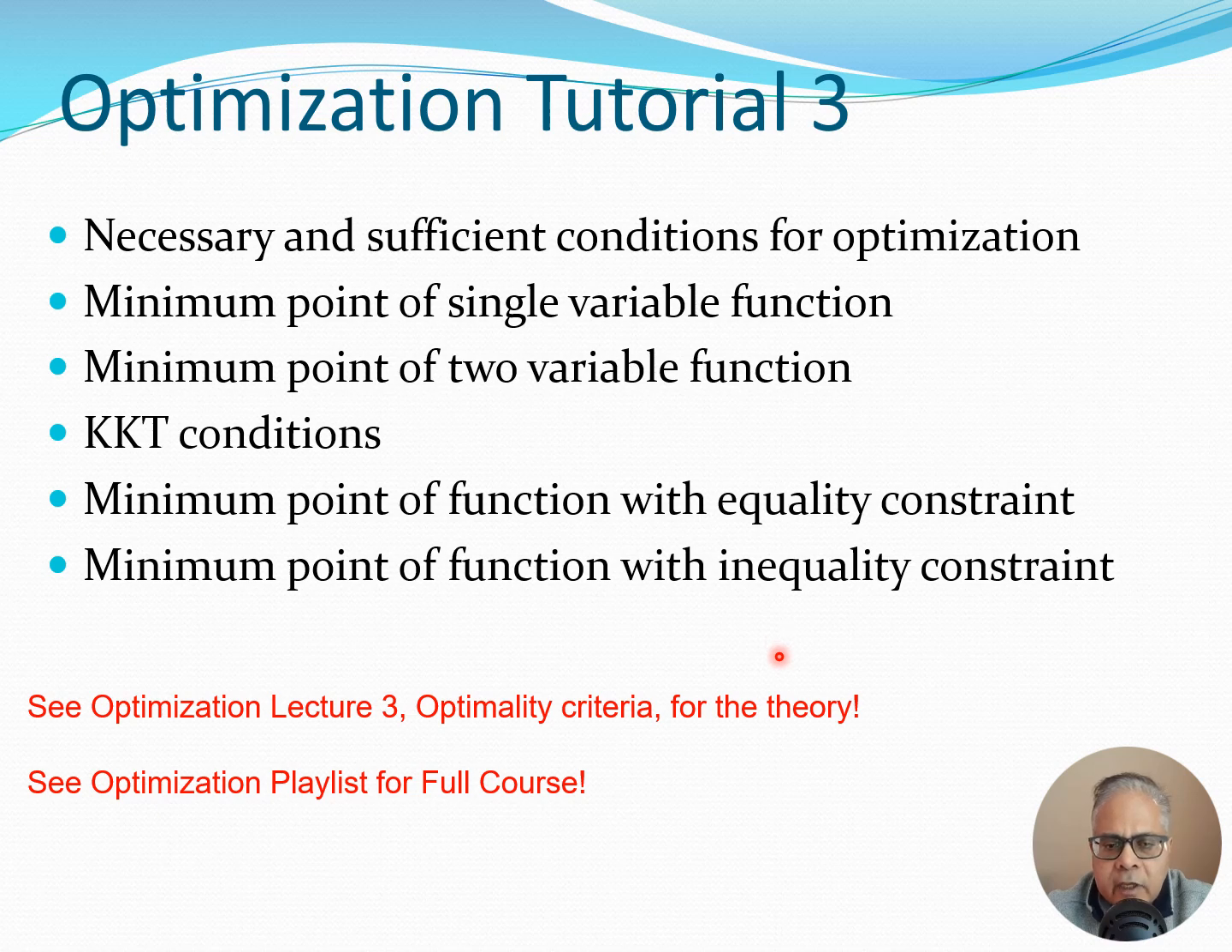We also used the KKT conditions to get the minimum points of functions with equality constraint and inequality constraint. Finally, take a look at optimization lecture 3 if you have not done so, to solidify your theory for the problem, and you will see the derivations of the necessary and sufficient conditions there. That is, why should the derivative be 0? Why should the second derivative be greater than 0? Why should the gradient be 0? Why should the H matrix be positive definite?